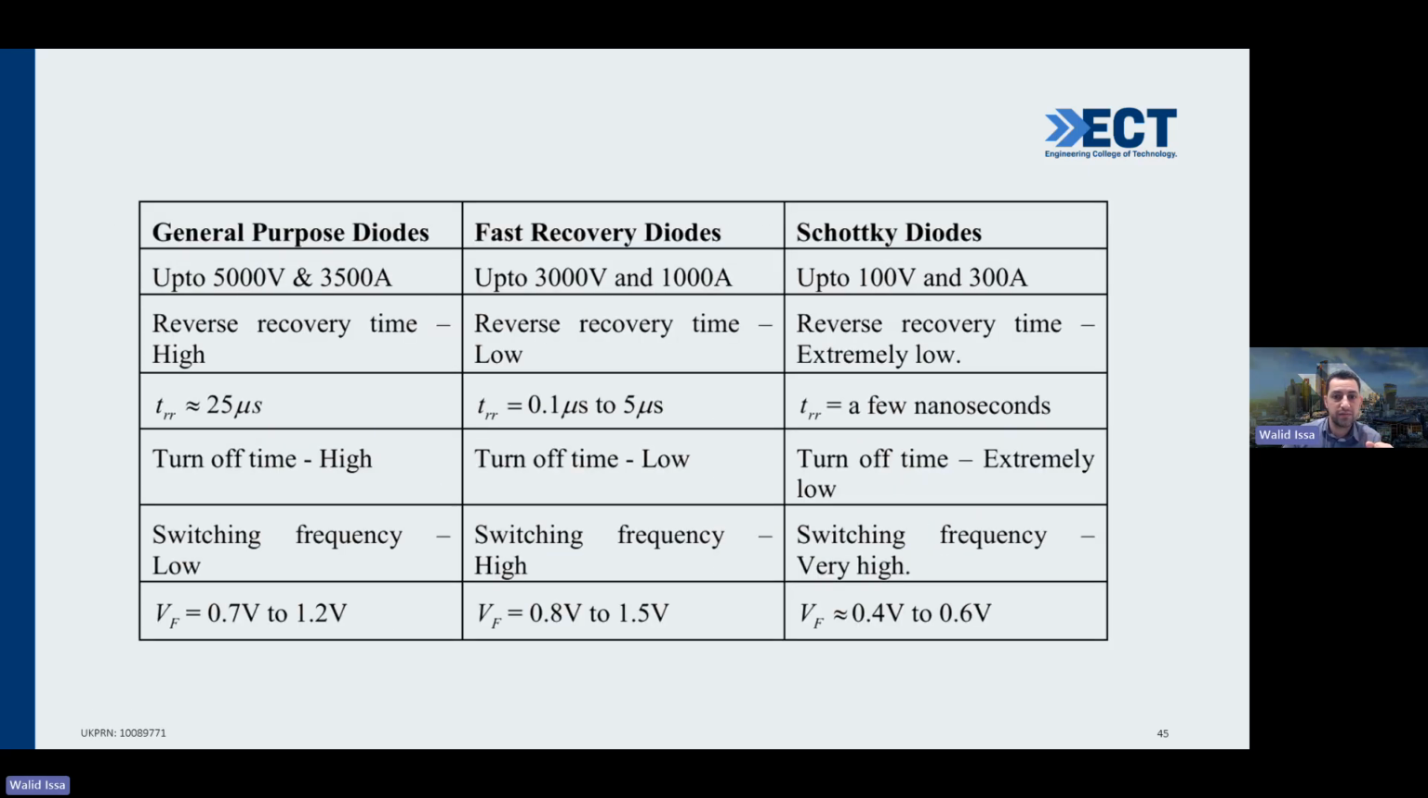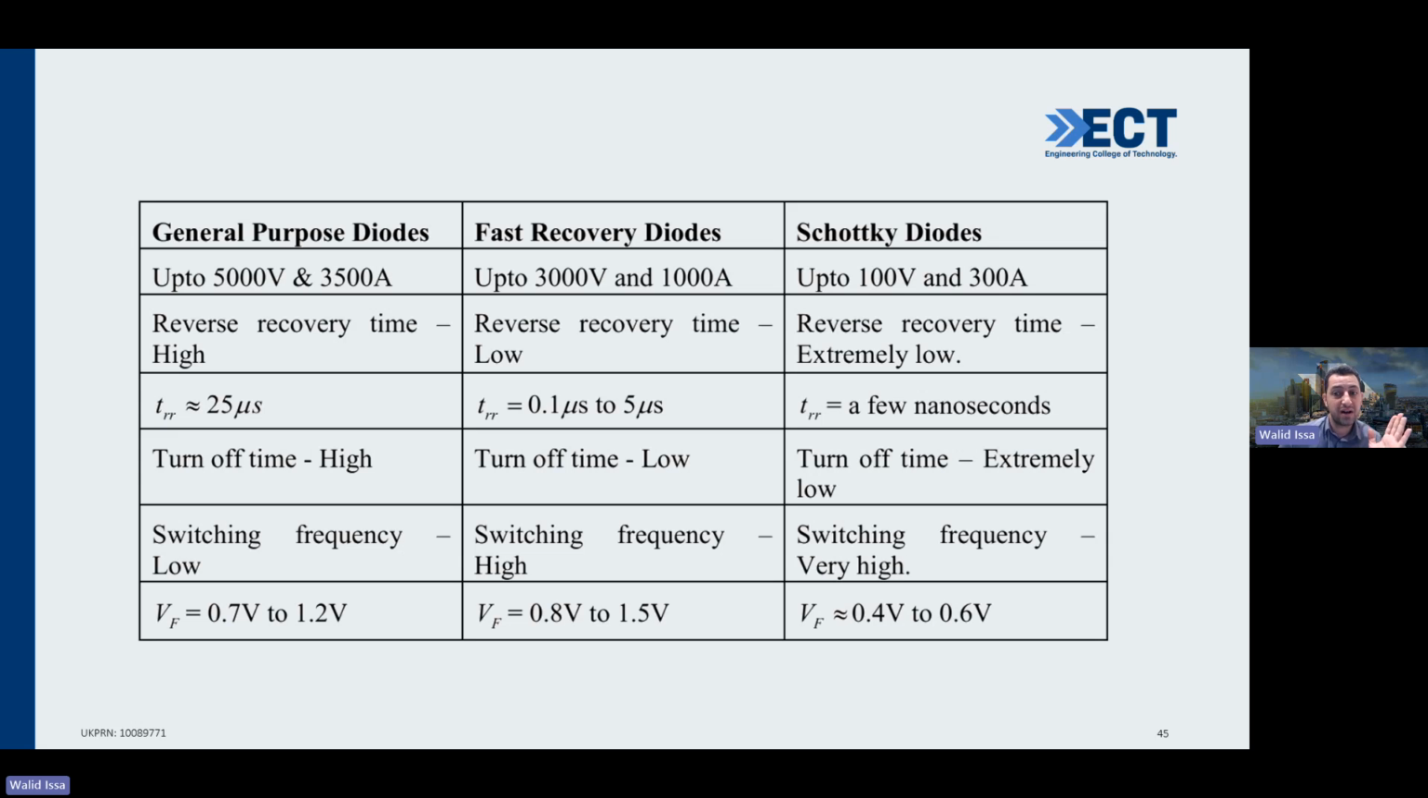So that is the difference between three popular types of diodes: the general purpose diode, fast recovery diode, and Schottky diode. For the fast recovery diode, the main one is here, the third line, where we have recovery time. So it turns off in about 25 microseconds. This is long, but if you look at fast recovery diode, it might happen in less than 5 microseconds or even less than a microsecond. In Schottky diode, it doesn't have recovery time. It switches off very quickly, which is a very good advantage.